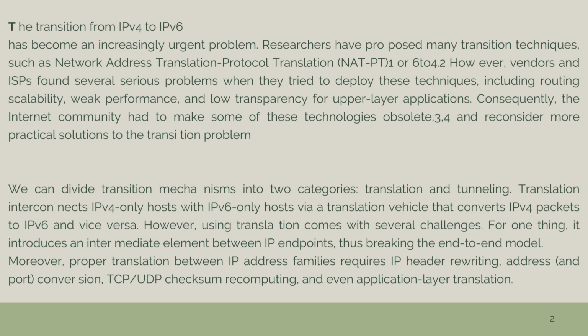translation. However, vendors and ISPs found several serious problems when they tried to deploy these techniques, including routing scalability, weak performance, and low transparency for upper layer applications. Consequently, the internet community had to abandon some of these technologies and reconsider more particular solutions to the transition problem.